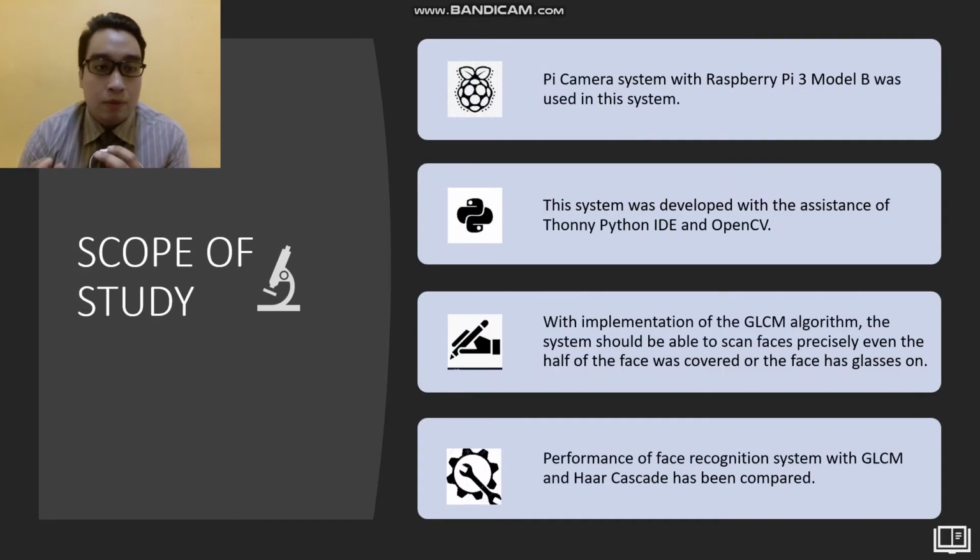For the scope of study, a Pi camera has been used with a Raspberry Pi 3 Model B to develop the system. I also use the Thonny Python IDE as the programming software, and I also use OpenCV. OpenCV is an open source library for computer vision. It is used for projects like image processing.